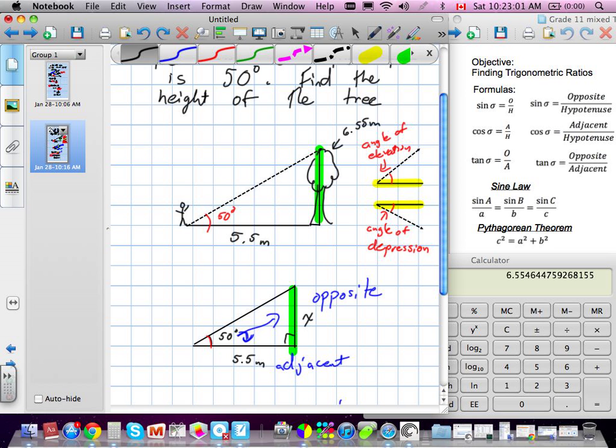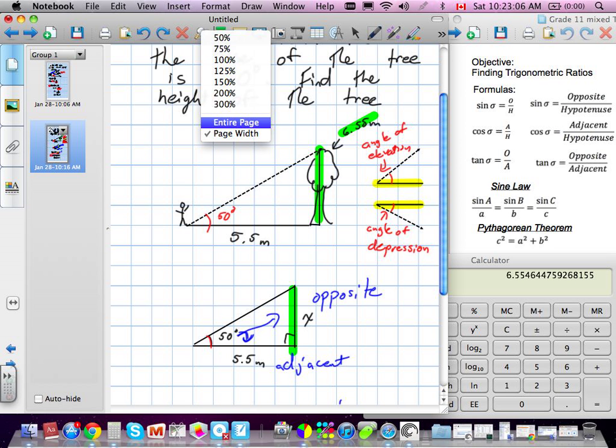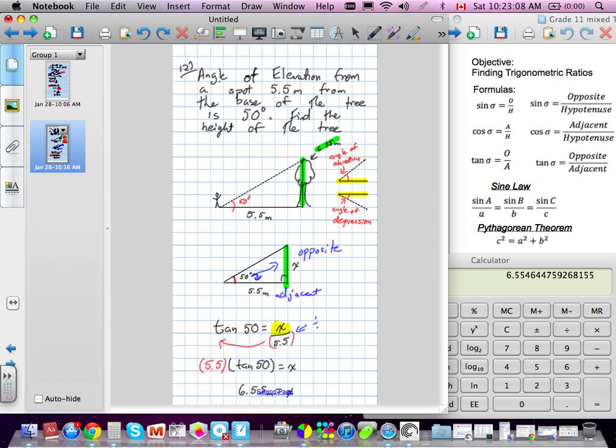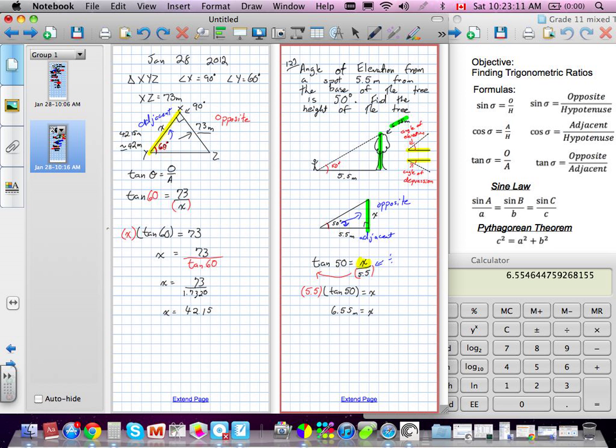Similarities, we use tangent for both, but we just had to rearrange the formula two different ways, that's all. Okay, question 127. Oh, I think I said that was the last one.